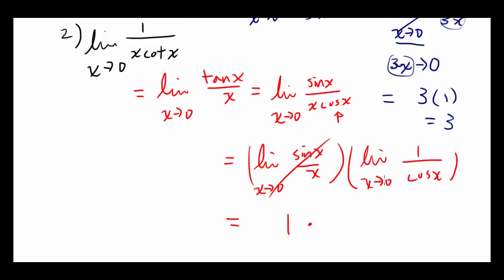Limit as x approaches 0, let's plug 0 into x. It's going to be cosine of 0, which is going to be 1. So this is going to become 1 times 1, or 1.